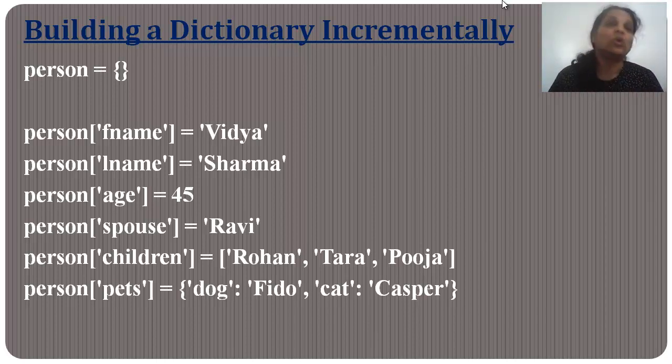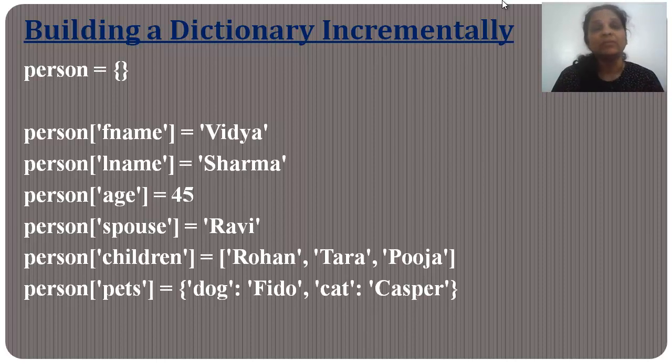Okay. The last one is also very interesting. The last key I'm creating in the dictionary called person is pets. And the value associated with it is also another dictionary, a nested dictionary. The nested dictionary has again 2 keys associated with it, dog and cat. Dog has a value associated with it, which is Fido, and cat has the value associated with it, which is Casper.